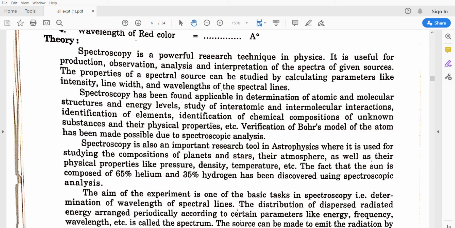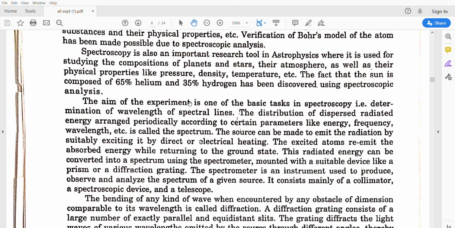Spectroscopy has been found applicable in determination of atomic and molecular structures. So what is the use of spectroscopy? Using this we can calculate intensity and wavelength in our lab, and it is also used to find the atomic and molecular structures of the sources and energy levels of the molecules. We can also verify Bohr's model of the atom. Spectroscopy is also an important research tool in astrophysics, used for studying the composition of planets and stars. We can do a lot of things in research using spectroscopy, but it is a lengthy topic. In our lab we are calculating only the wavelength of the light, of different colors.